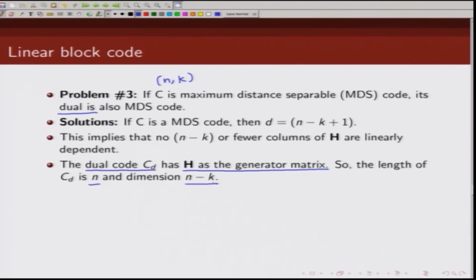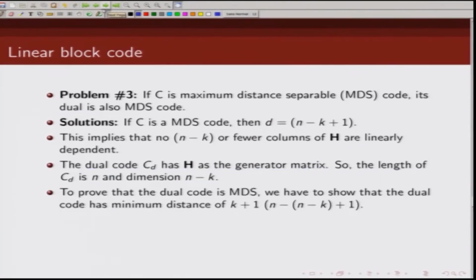Now, to prove that this dual code, which is specified by these parameters, length n and dimension n minus k, is maximum distance separable, we will have to show that its minimum distance is d min equal to n minus dimension, which is n minus (n minus k) plus 1. So, we will have to show that the minimum distance of the dual code is k plus 1. That is what we are going to show now.